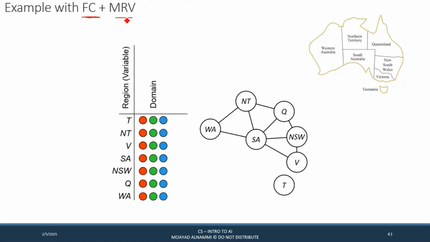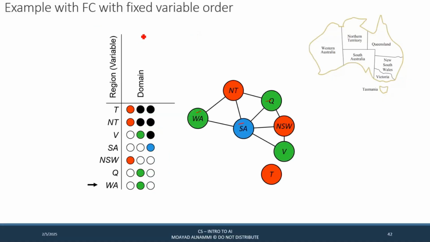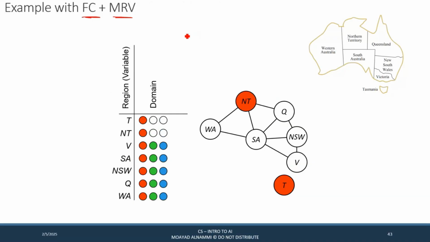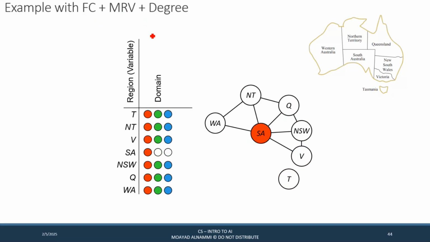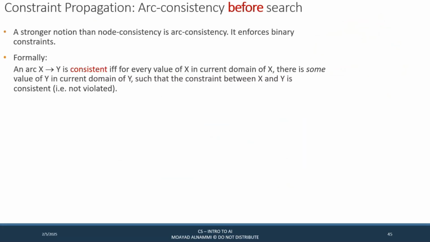This is FC plus MRV. I'm going to just move on through it real quick. You can see that with FC, it detects some early failures, but with FC plus MRV, it's going to be a little bit faster. Right, it found the solution. So it seems that MRV is a good heuristic. So forward checking plus MRV seems to be a good heuristic for graph coloring. You can use degree as well.